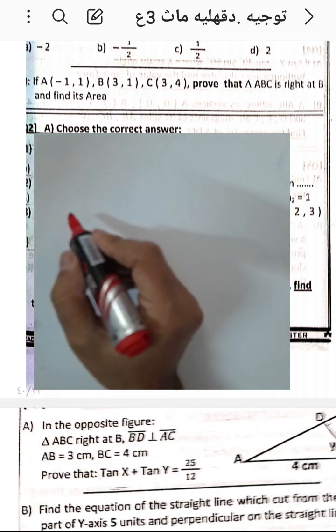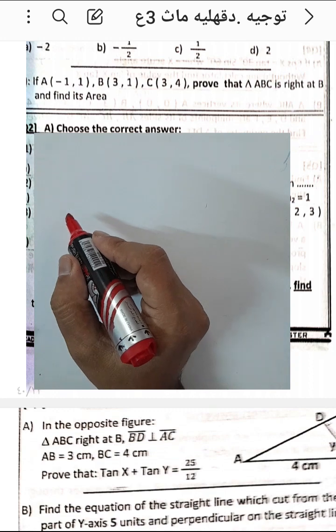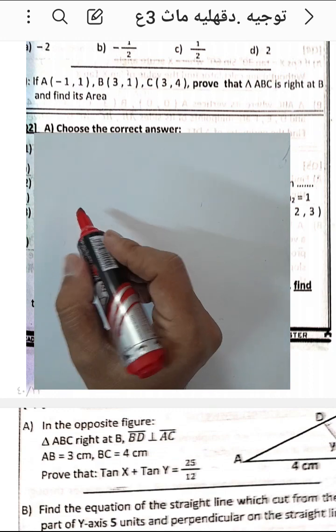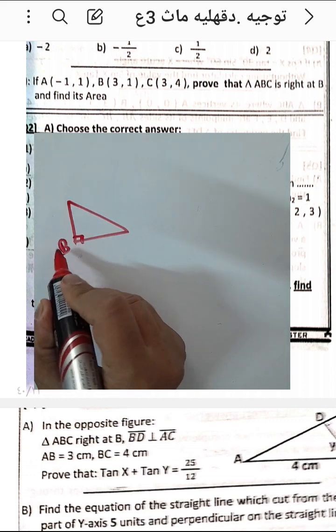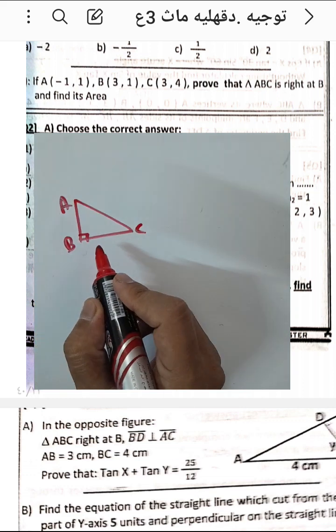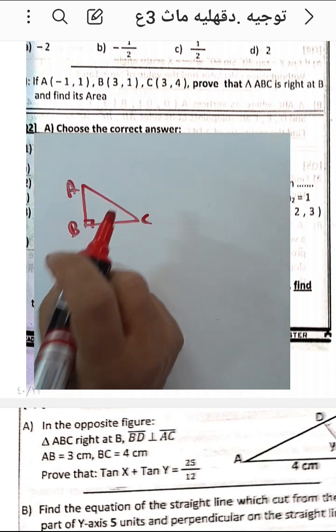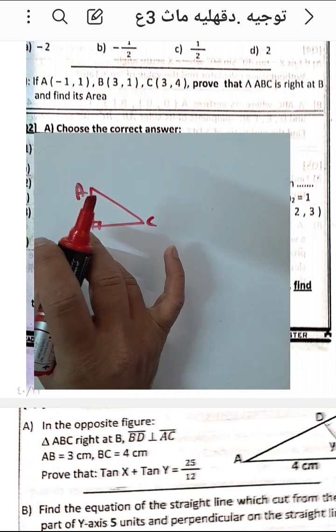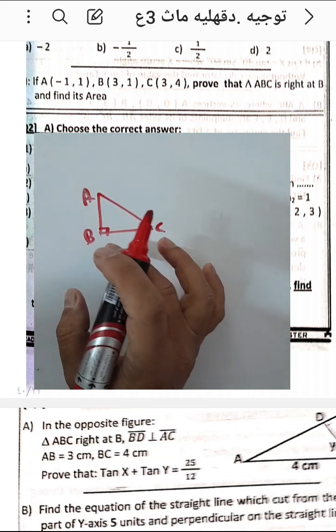Next question. If A and B and C and D, we have 3 points. Prove that triangle ABC is right angle at B. Okay. We have this right angle triangle at B, ABC. I want to distribute or find the measure of this angle. Okay, he give us this information. Want to find or prove that this triangle right angle at B.